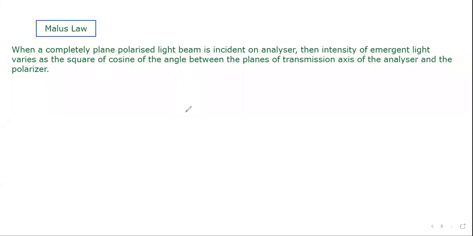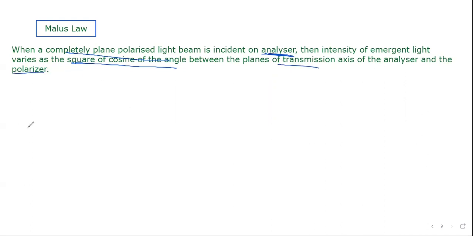So actually, Brewster's law tells you how to polarize the light. Then Malus law tells you how much the intensity of light will be after the light gets polarized. So this gives a formula to calculate the intensity of light after it gets polarized. So what this law says, listen here. They said when a completely polarized light is incident on an analyzer, analyzer means some device which can either polarize the light or analyze, tell you how much light is polarized, then the intensity of the emergent light varies as the square of the cosine of the angle between the plane of transmission of the analyzer and the polarizer.